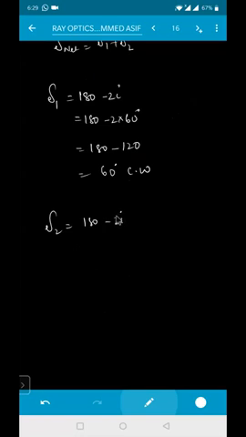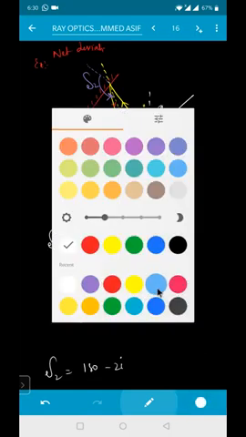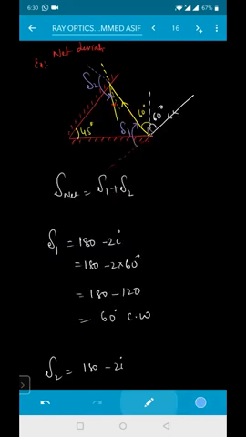180 minus 2i. So that is equal to 180 minus 2 times the angle of incidence. Now you need to tell me what is the angle of incidence here, right? That is very important. A little bit of trigonometry is applied. This is 45. You know that this perpendicular to this angle will be 90 degrees. So if this is 90 degrees and this is 60, this angle will become 30 degrees.